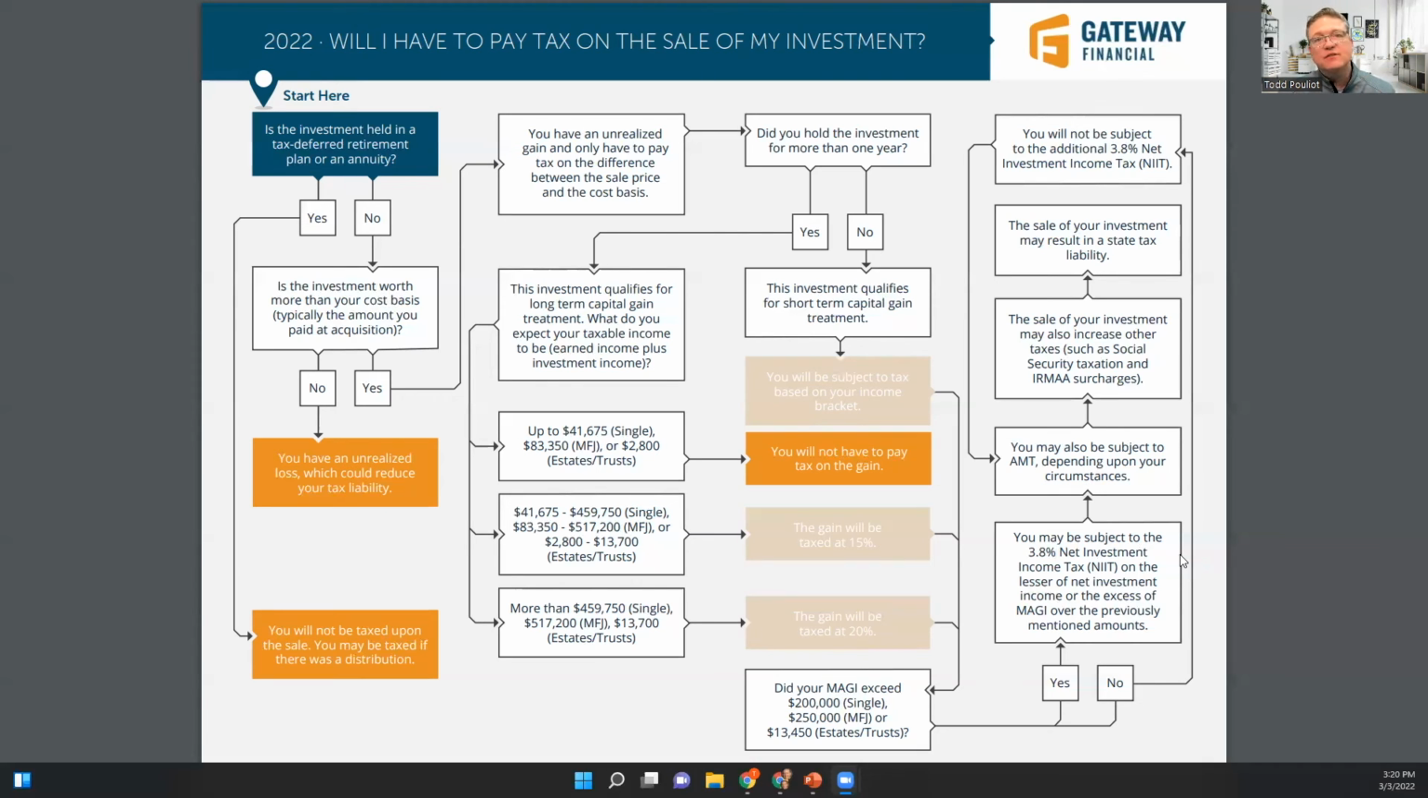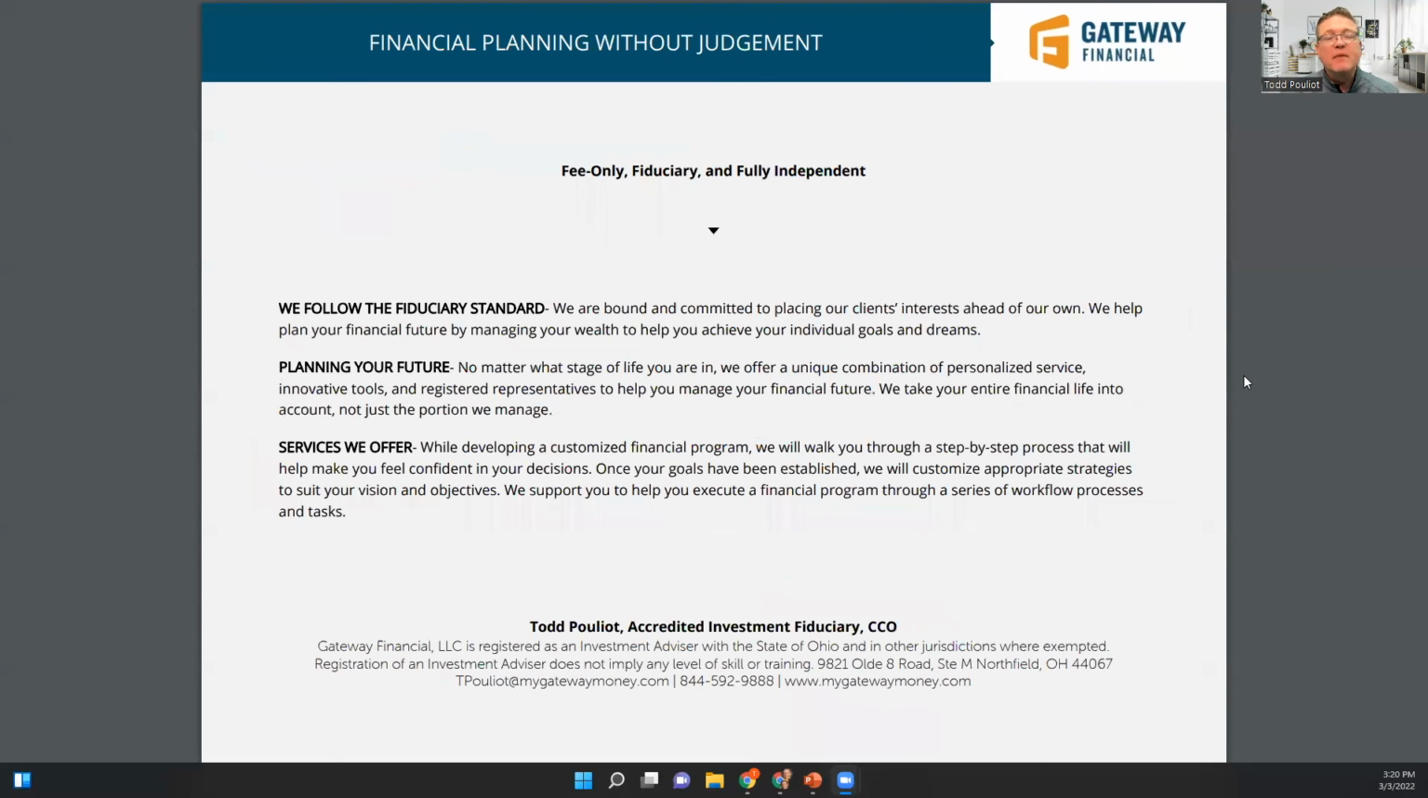Once a client has their 1040 done, completed, turned in, we take that PDF, we upload it into the software, and we start doing tax planning based on a lot of these things. Will I have to pay tax on the sale of my investment, and what bracket is it in, and can I adjust it, and what does that mean to my Medicare Part B premium? These are all very important things to discuss.